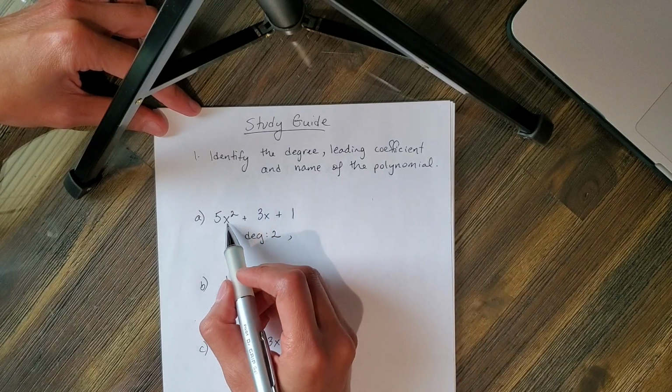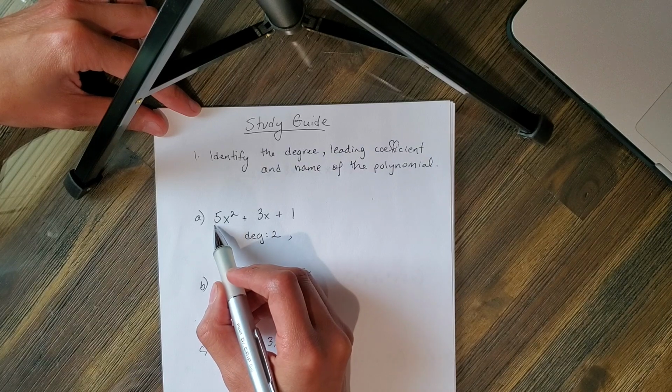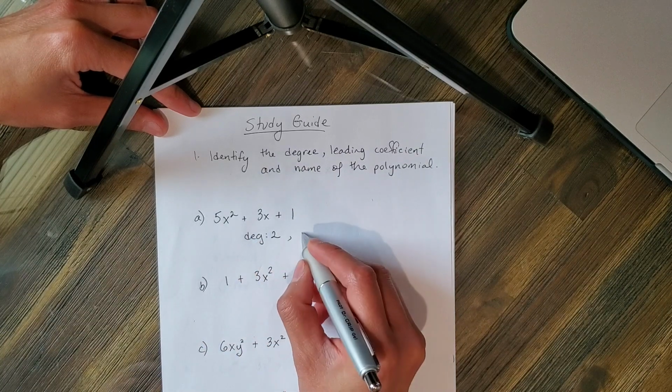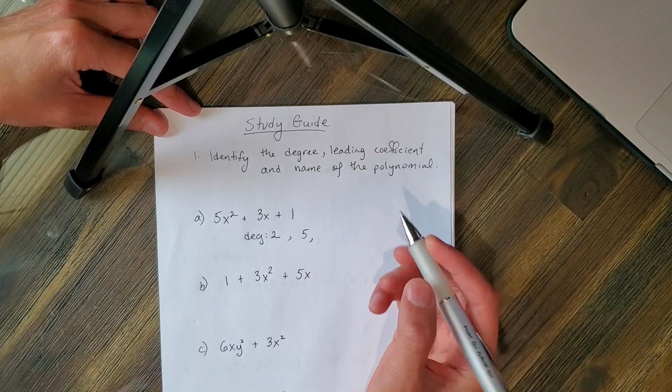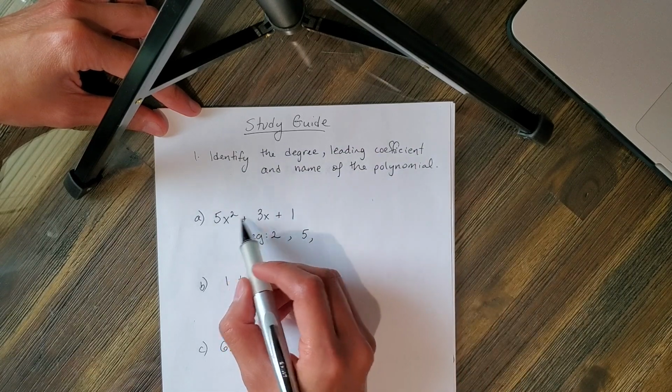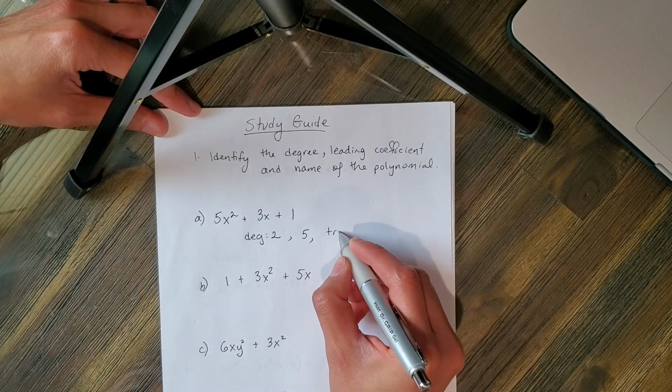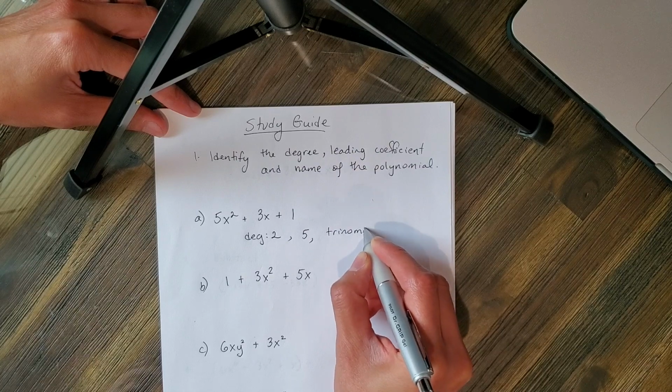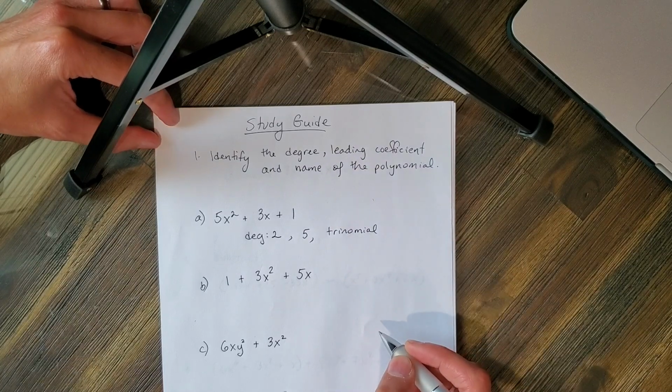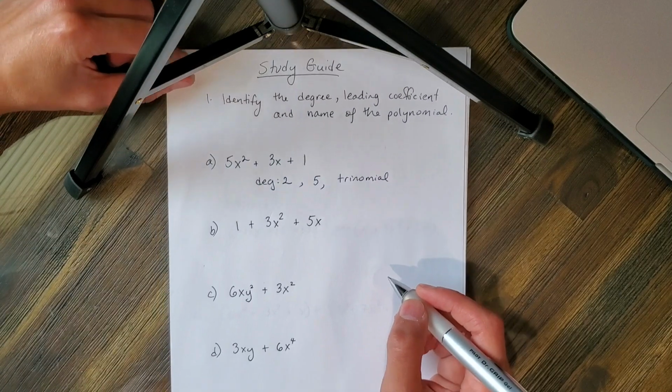And so based on the highest degree, we get the leading coefficient of that term. The leading coefficient is 5. And then the name of the polynomial, we would call it a trinomial because there are 3 terms. Okay, just like that. So let's move on to the next one here.